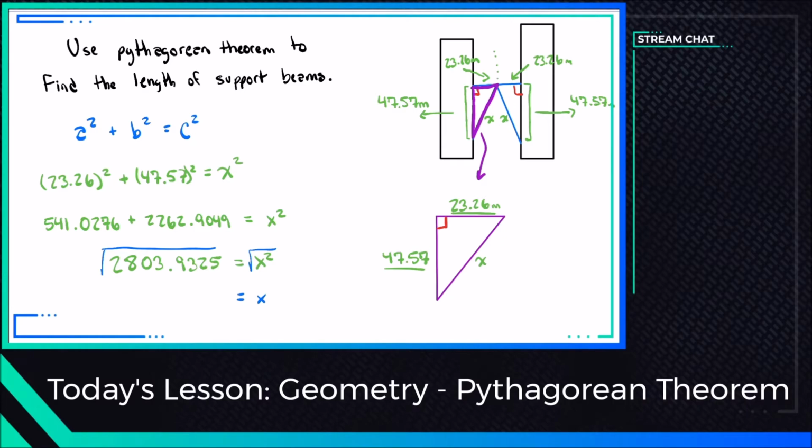So the square root of 2,803.9325 is going to be approximately, so we need to erase our equal sign, replace it with the squiggly equal sign, that's approximately 52.95. And we're working in meters, so make sure you put on your unit there. So this support beam, each one of these support beams, is almost 53 meters.